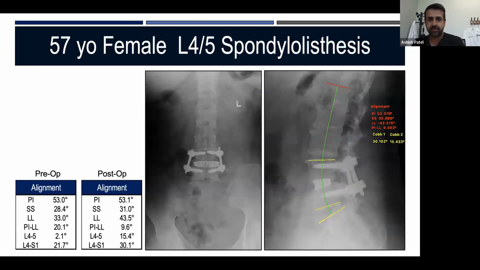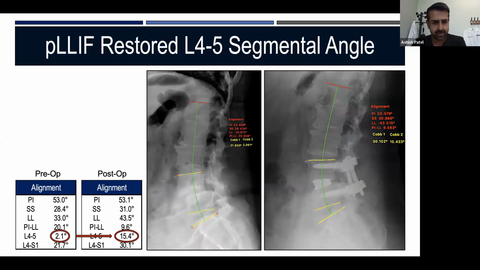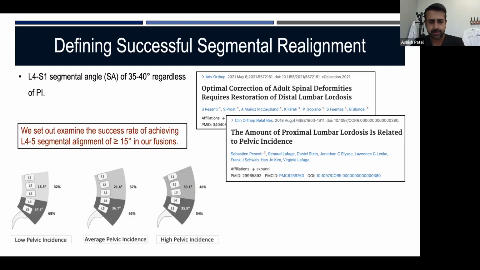So, you can see in this case that we were able to provide good stability for this patient. She went on to have a good outcome. Good reduction of the spondylolisthesis. You can see good height distraction and foraminal restoration. And then she also had great restoration of the segmental angle, going from 2 degrees to 15 degrees.